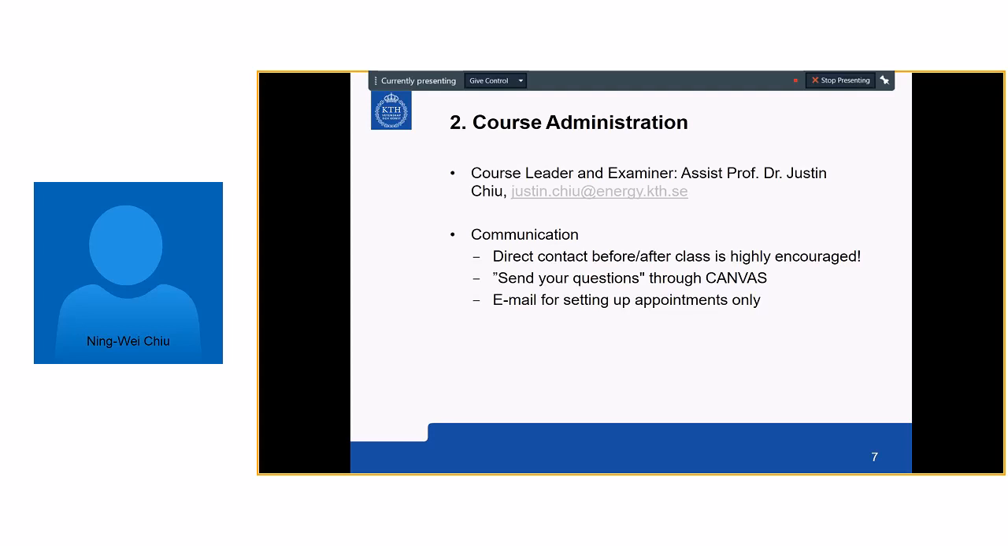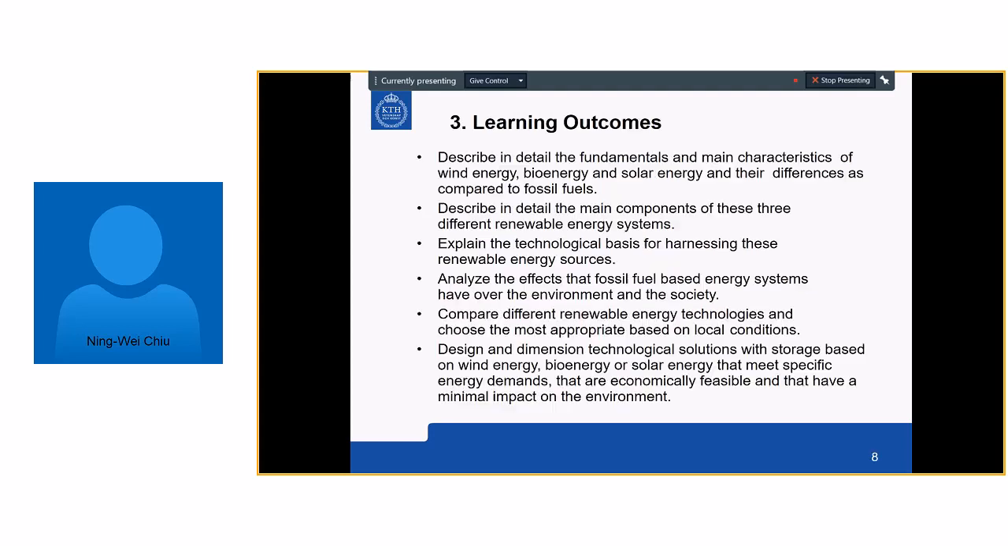These are the intended learning outcomes. So this is what you will achieve, and this is what you will be assessed upon when you finish the course. So we can go through them point by point. So this is maybe one of the most important slides I have for the first hour.